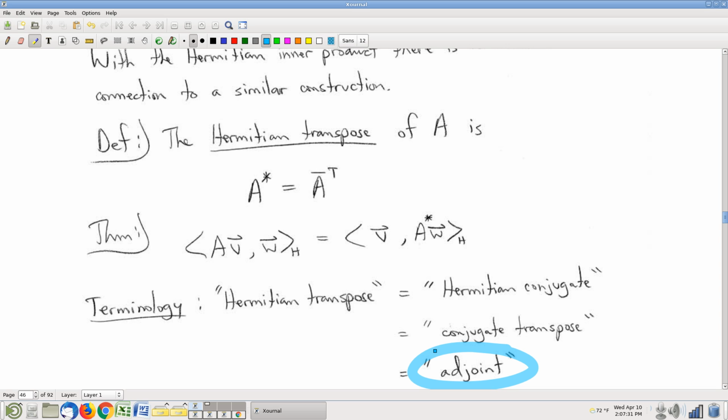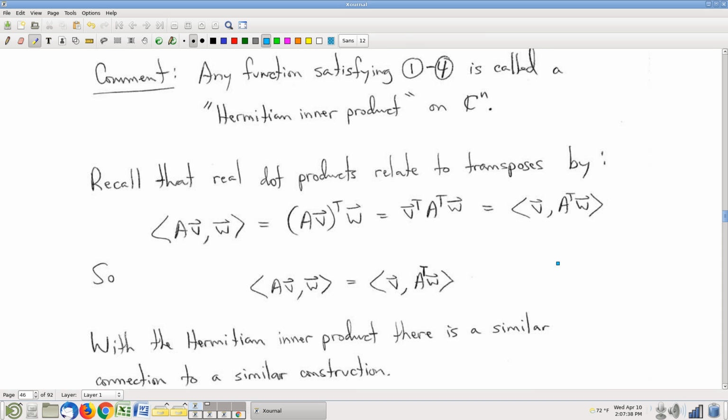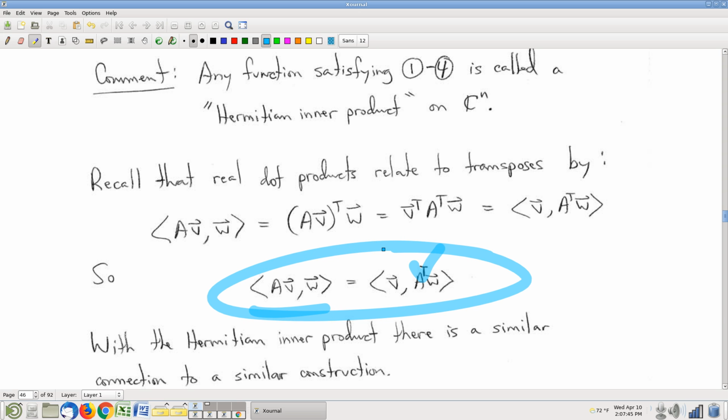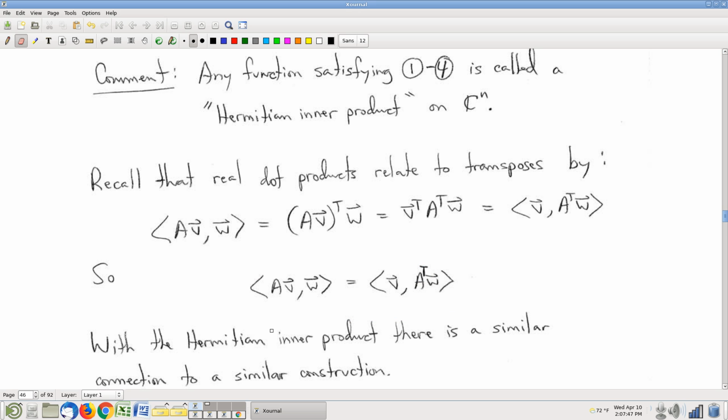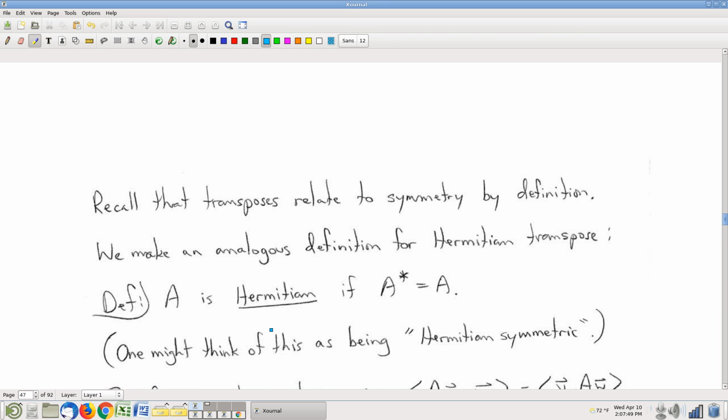Okay, anyway, terminology. All right, we had a new notion of dot product that now gives us a new notion of transpose based on how those tools previously related to each other. Okay, now we keep going.